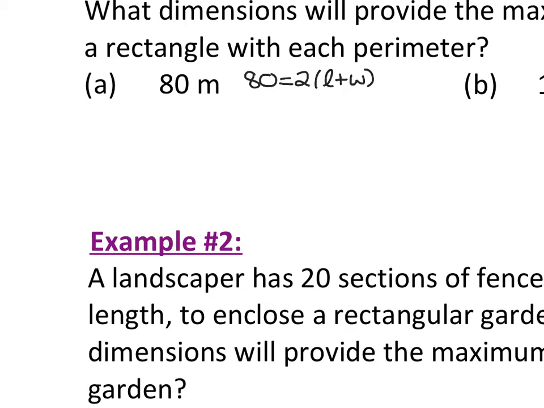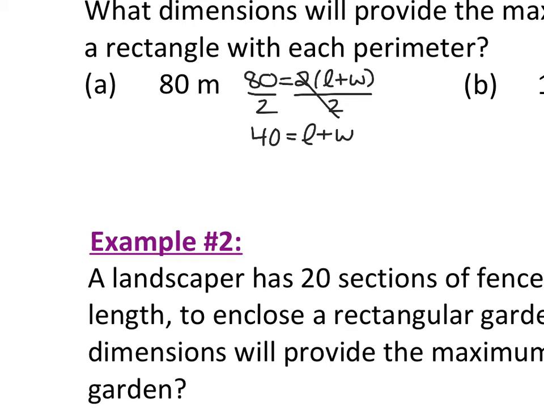You might remember this from a couple of units ago where we did stuff like this. So divide both sides by 2. We end up getting 40 equals L plus W. And what we're going to do is rearrange it to solve for L.